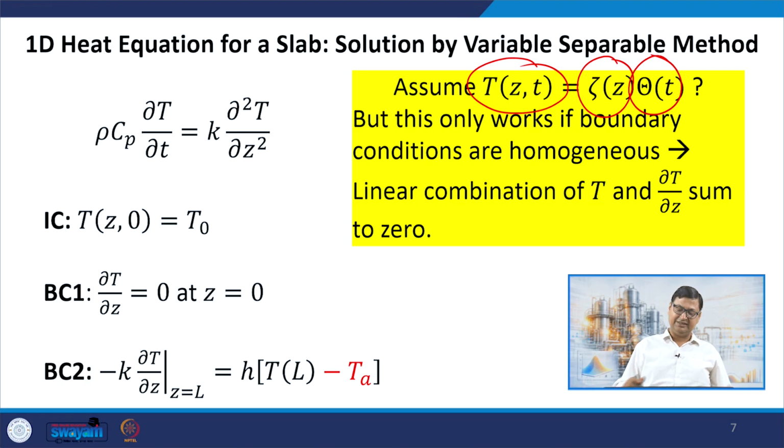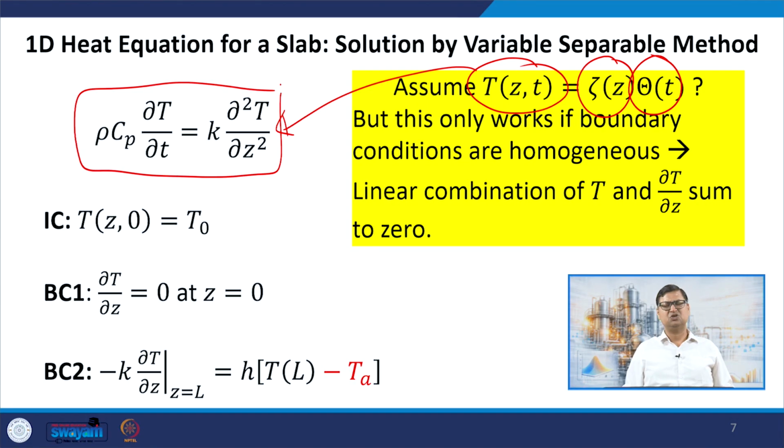And if I can do that, then I can essentially reduce this partial differential equation, as we will show, into some ordinary differential equations in terms of this zeta and this theta functions, right? And then of course, ordinary differential equations are easier to solve than partial differential equations, right? But the question is, can the temperature, that is generally a function of z and t, be written as a function only of z multiplied with a function only of t? If that is possible, then only can we proceed, right?